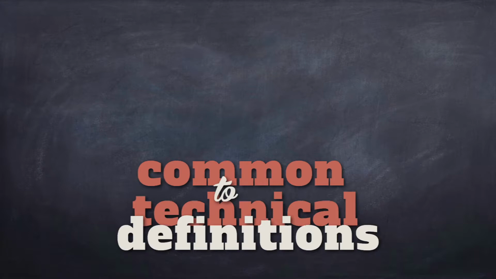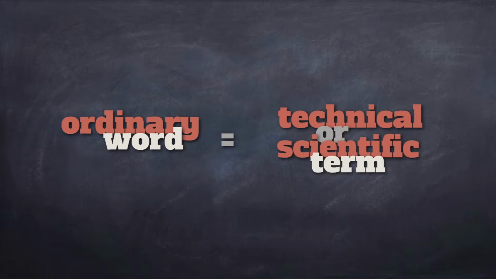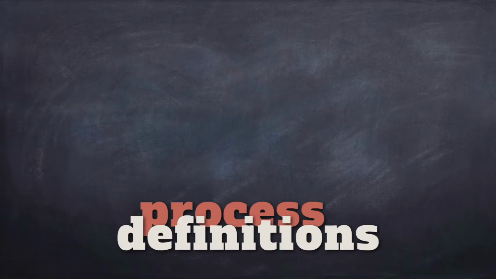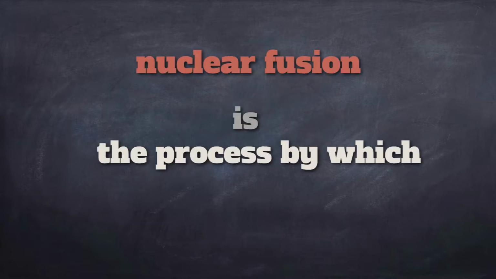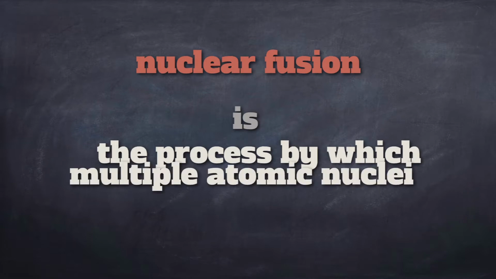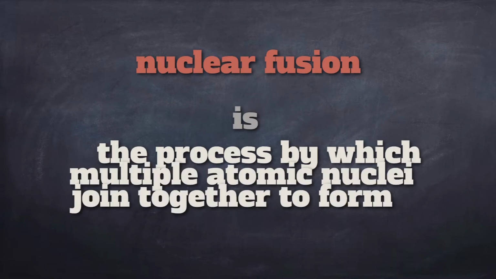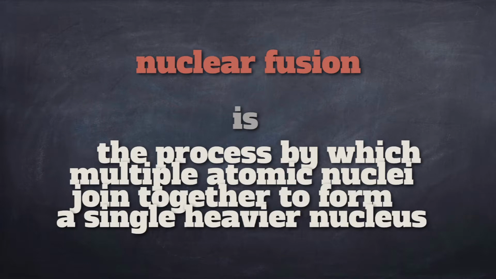Common-to-technical definitions have an ordinary term as their point of departure and a scientific or technical explanation at their core. Process definitions explain what a concept is by describing how it came to be, as in, nuclear fusion is the process by which multiple atomic nuclei join together to form a single heavier nucleus.